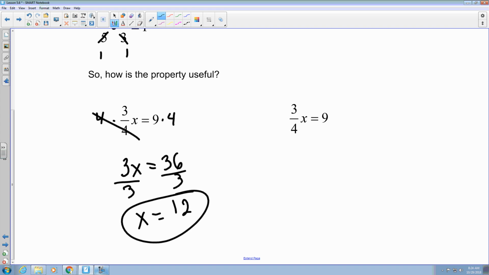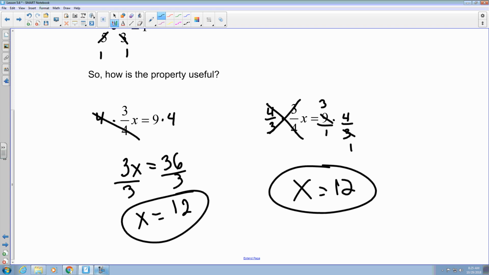Okay, so that's how we'd had to solve it before. But now we know that we can multiply both sides by the reciprocal of that coefficient. I can just multiply this by 4/3. Cancel, cancel, which will give us x over 1, and then we can go about multiplying the fraction like we did in previous sections. We know that 9 and 3 are both divisible by 3, so 9 divided by 3 is 3, 3 divided by 3 is 1. Multiply it across, 3 times 4 is 12. You get the same answer.